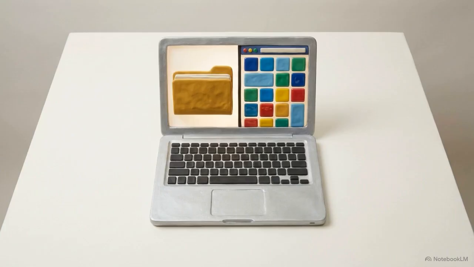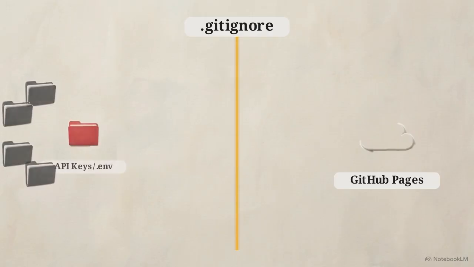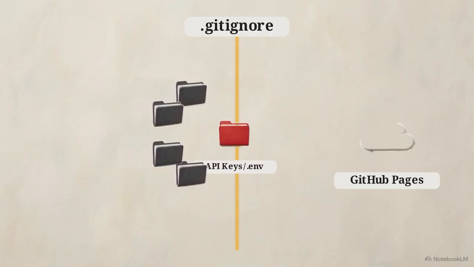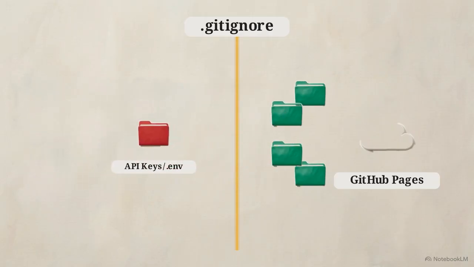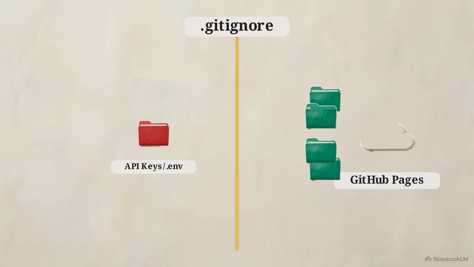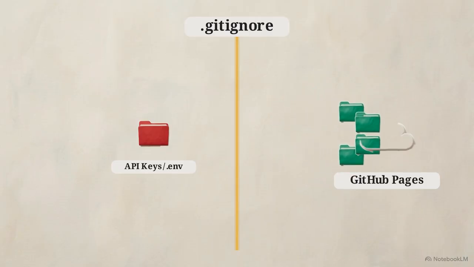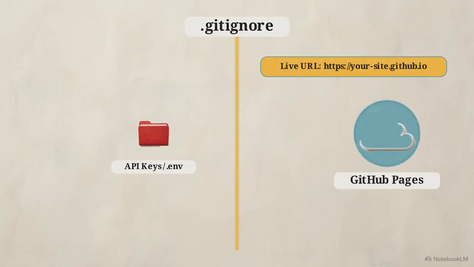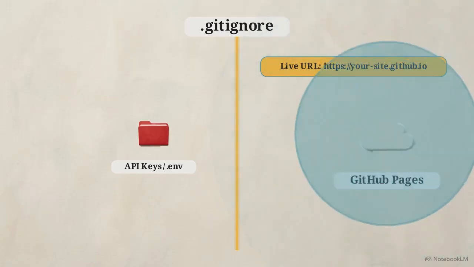Once the site looks right on your computer, you need to transition it from your local desktop to the live internet. This diagram shows the .gitignore file. It acts as a security filter, deliberately hiding sensitive data like API keys from the public eye. Once sanitized, your repository is pushed to GitHub Pages. This service hosts your files publicly for free, providing a live URL.